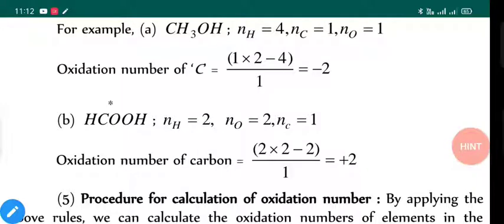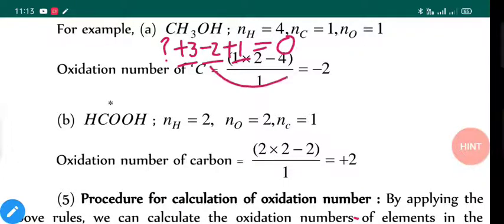And now let's verify it with our regular technique. So we don't know about carbon's oxidation state. We have 3 hydrogens, that means +3, then 1 oxygen, that means -2, again 1 hydrogen, that means +1. It is equal to 0. So 3 plus 1, 4, and -2, 4 minus 2 is equal to 2. When we shift the 2 to the other side, you will get -2. So that means it carries a -2 charge.